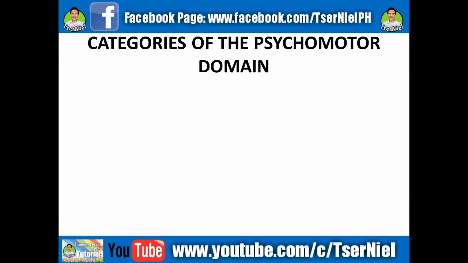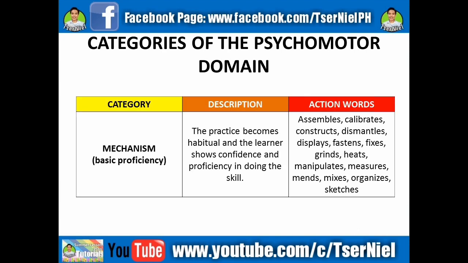The fourth category is called mechanism, at dito mag-uumpisa ang complex behavior for the psychomotor domain because this focuses on the basic proficiency of the learner about the competency. Kasi dito sa mechanism, once a learner imitates a process that produces a desirable learning outcome for that competency, uulitin niya yung process na yun kasi nga yun yung nagpaproduce ng desirable learning outcome.